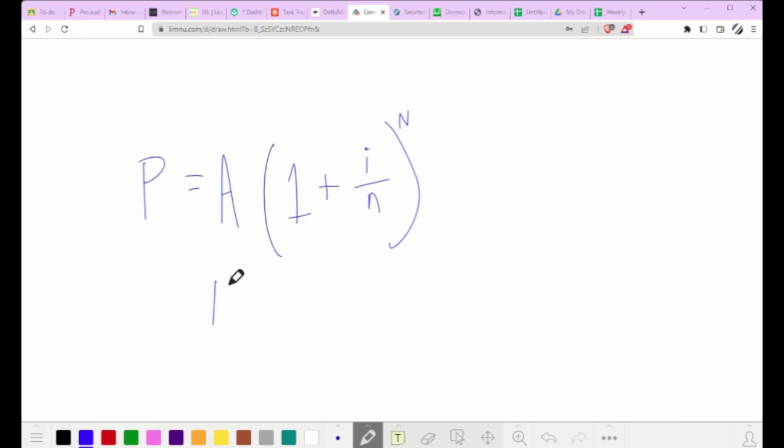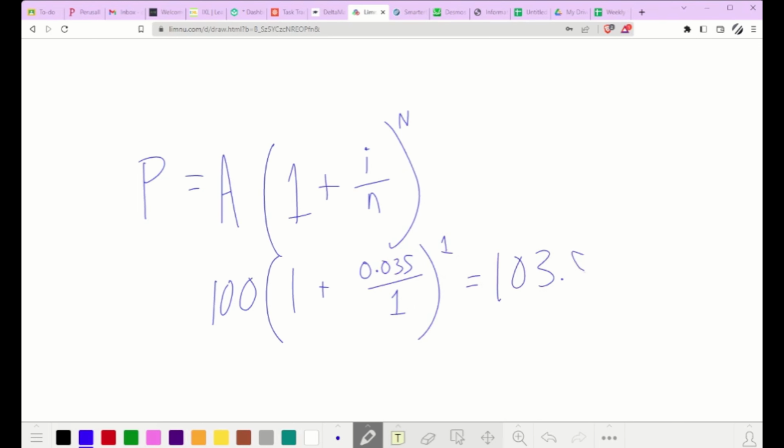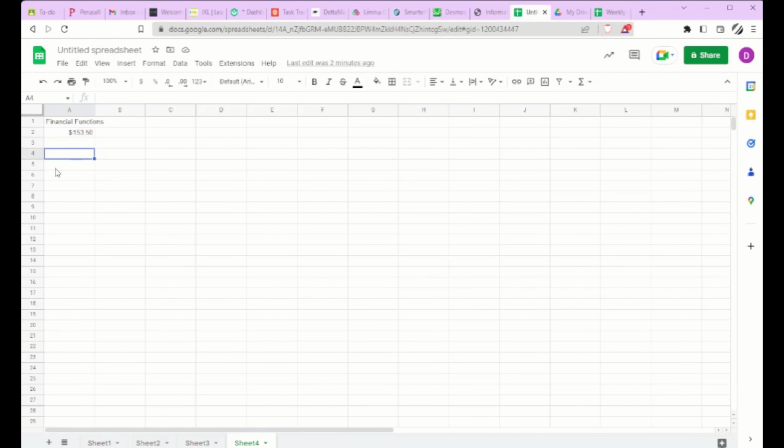So if our initial amount is $100, and we have 3.5% interest calculated once per year and one payment, that's our $103.50. So it's not too bad to use this equation if you're looking for P. If you're looking for N, or the lowercase n here, that gets trickier. But we have other functions for that too.